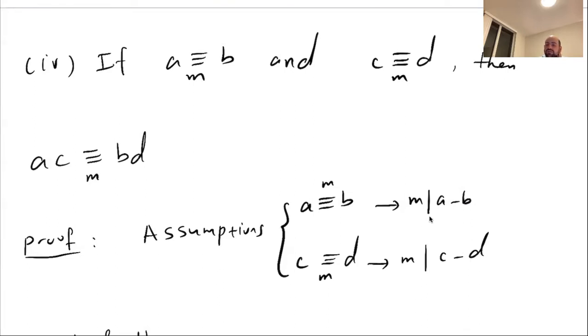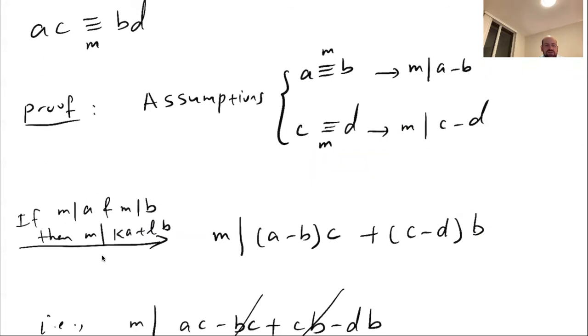And I know that if M divides two numbers, then it will divide any multiple of the first one plus any multiple of the second one. So here I mention the property: if M divides two numbers A and B, then M will divide any multiple of the first one plus any multiple of the second one. So why don't I multiply the first number above by C, the second number above by B? Because then AC and BD will appear, and then I will add them.